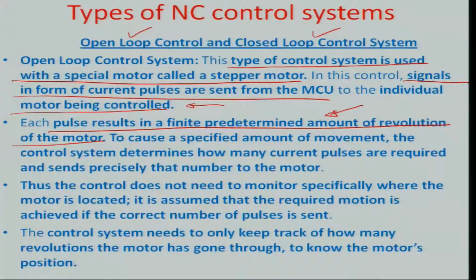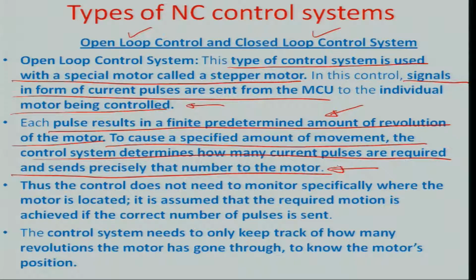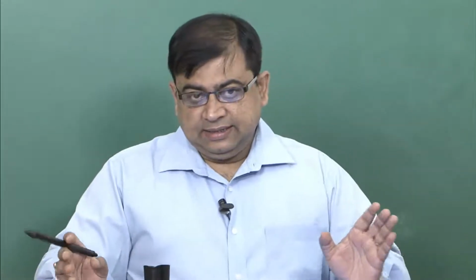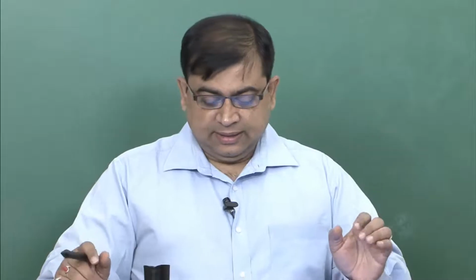So you cause a specified amount of movement, and the control system determines how many current pulses are required and sends precisely that number of current pulses to the motor. Okay. So you don't really need an end positioner or a position reader kind of system in this case, because you are already quite sure of the preciseness at which the rotation would convert into some kind of translation, and you are quite certain that the lead screw would reach a certain position in that particular system.